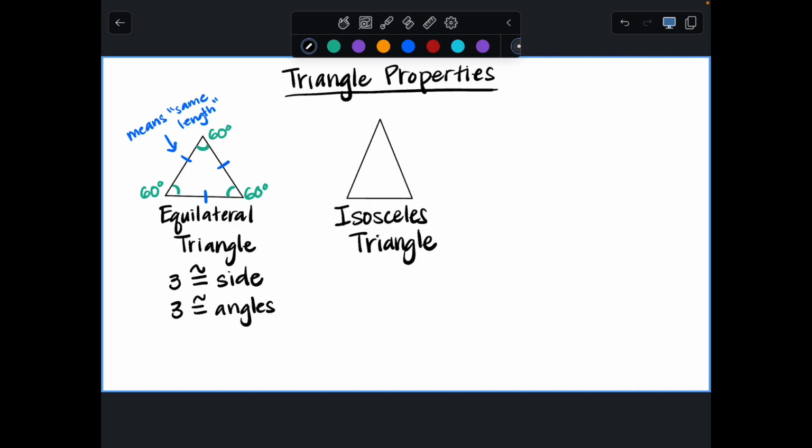An isosceles triangle. It doesn't always look exactly like this, but for it to be an isosceles triangle, it has two congruent legs. So two sides that are the same length, and we would call those the legs. They would have those marks on them to tell you that those are the legs and they are the same length. And the angles that are opposite the legs, so we're talking about this angle and this angle, are congruent.